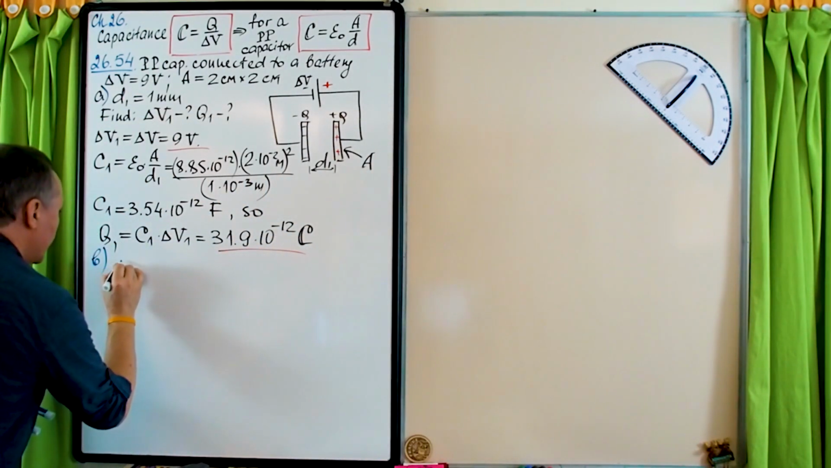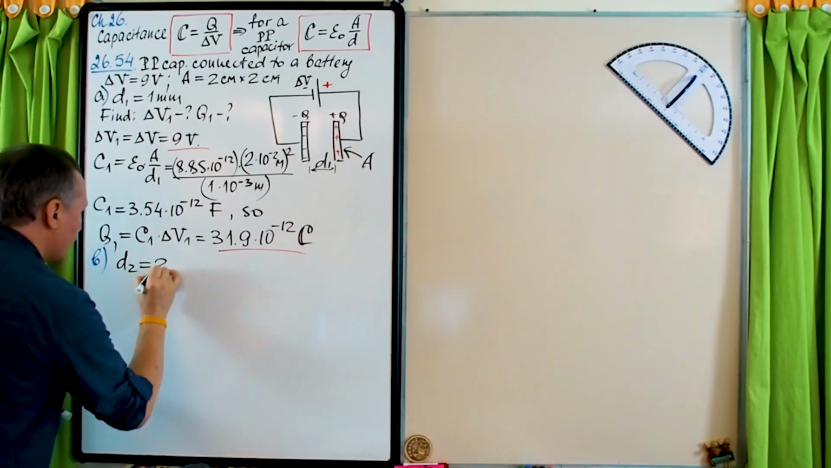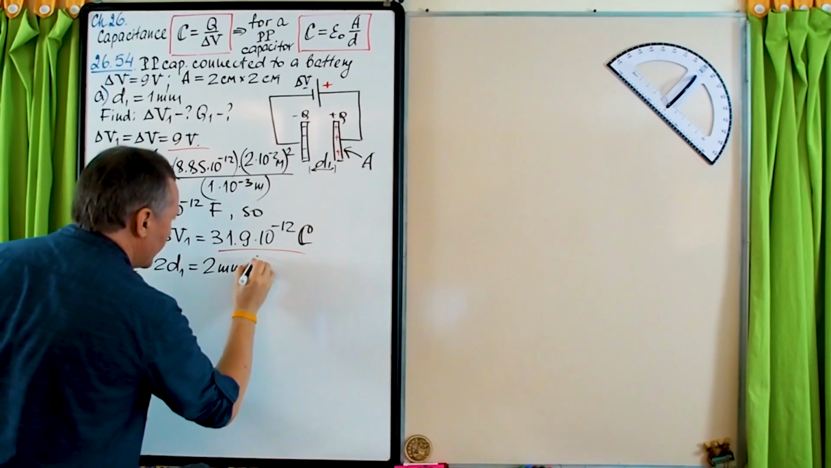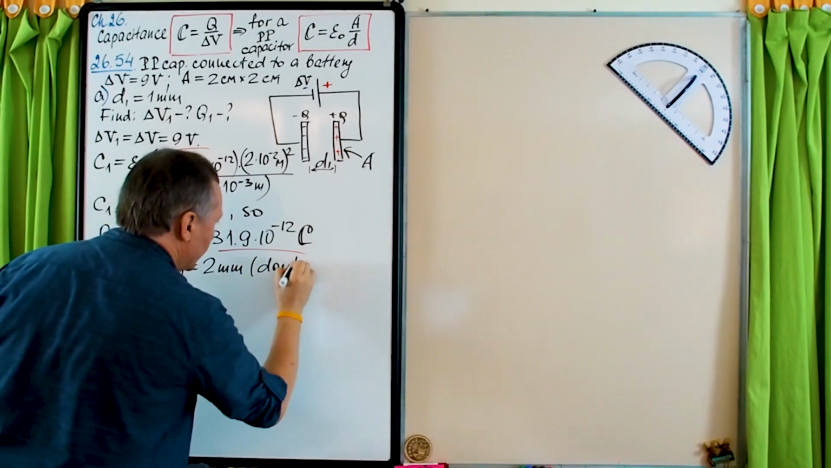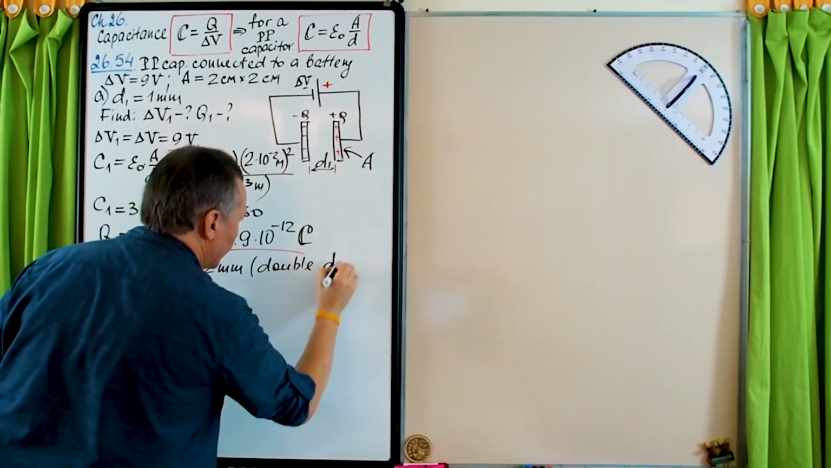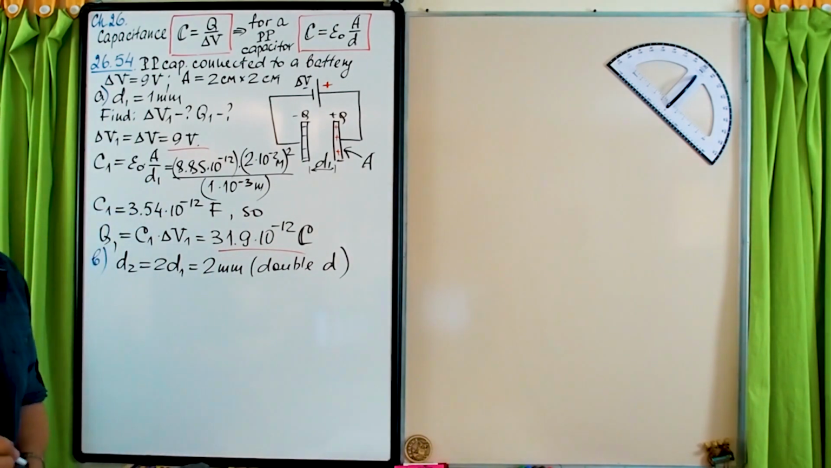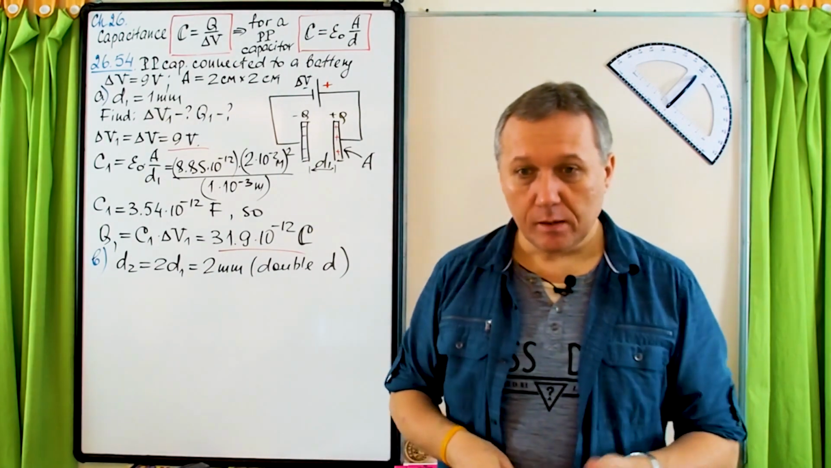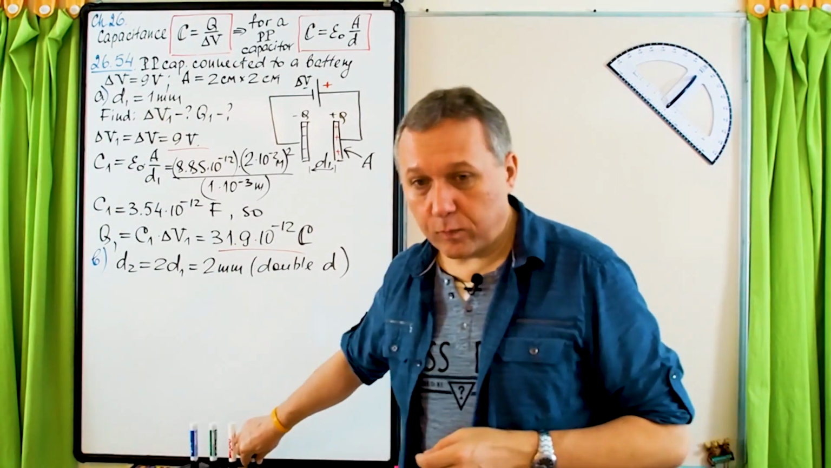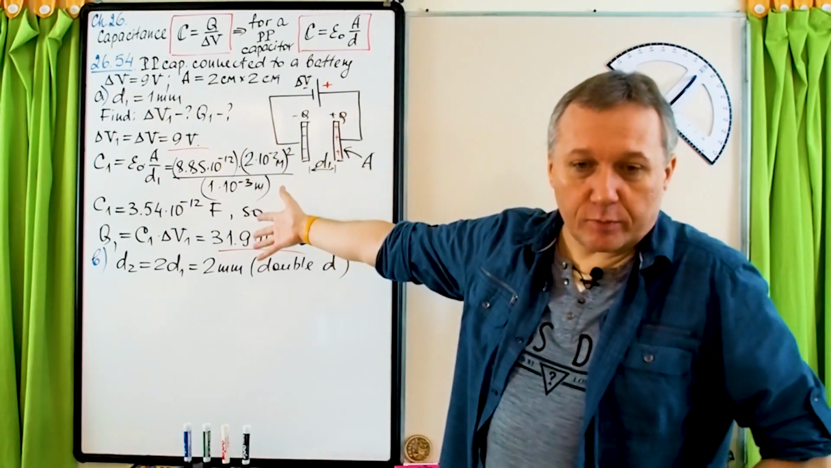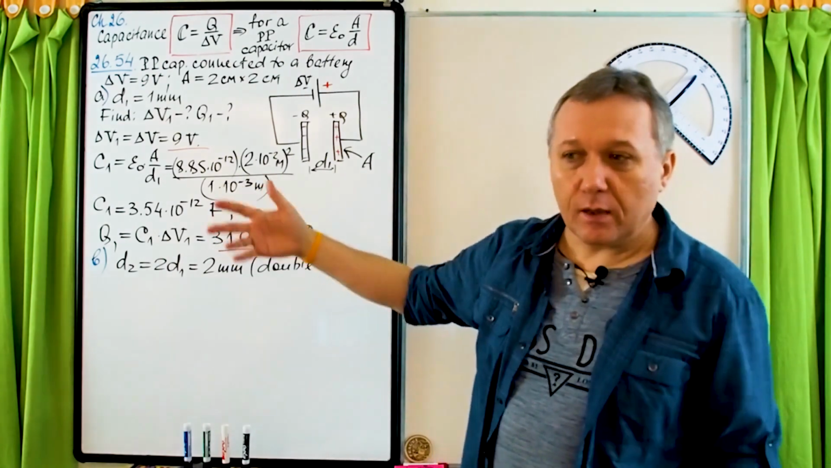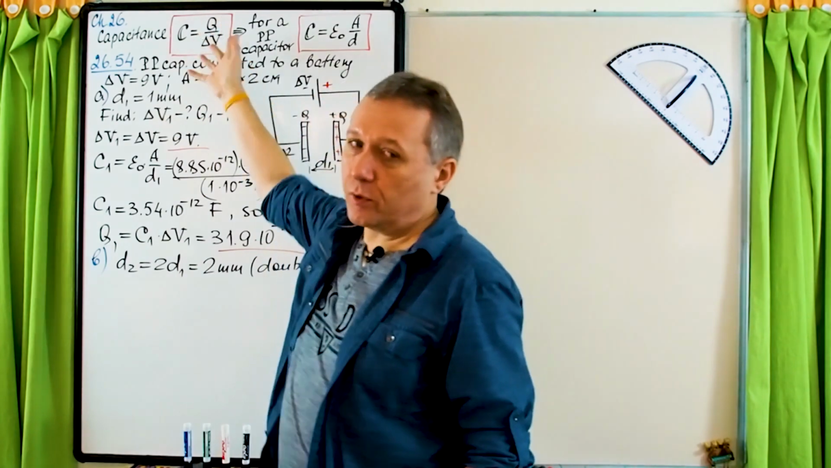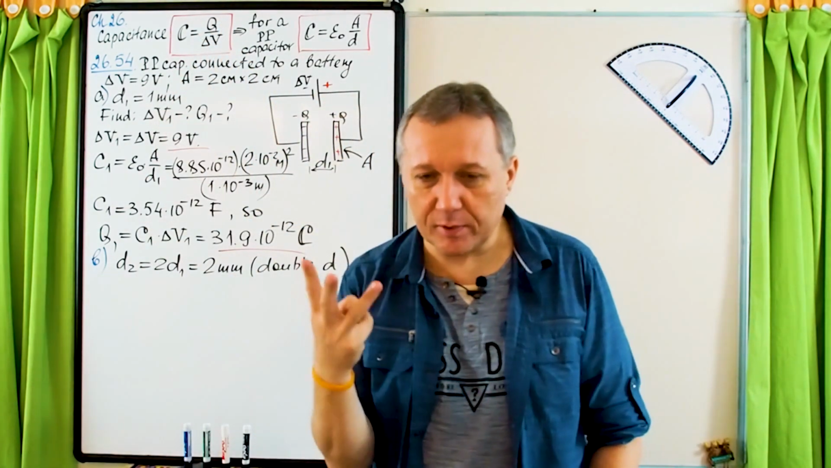So now D2 equals 2D1, which is, of course, 2 millimeters. So we double D. And first, again, what we need to analyze the capacitor. Analyzing a capacitor means you need to know C, you need to know Q, you need to know delta V again. 3 parameters all the time.